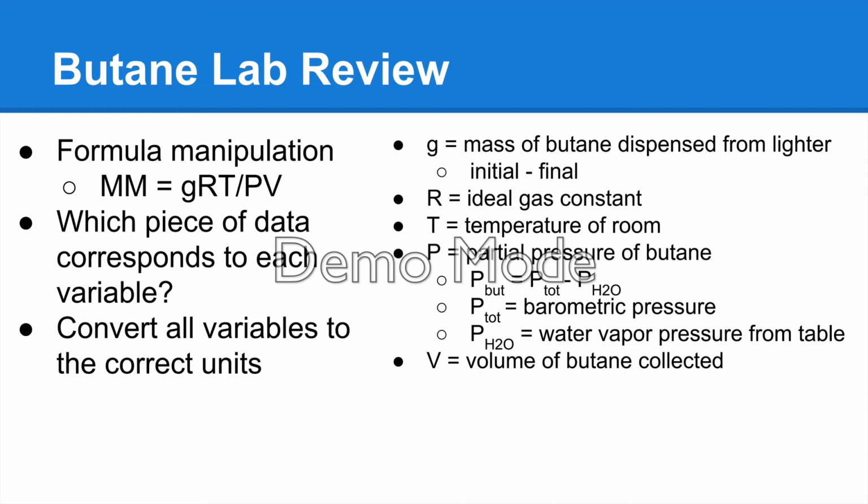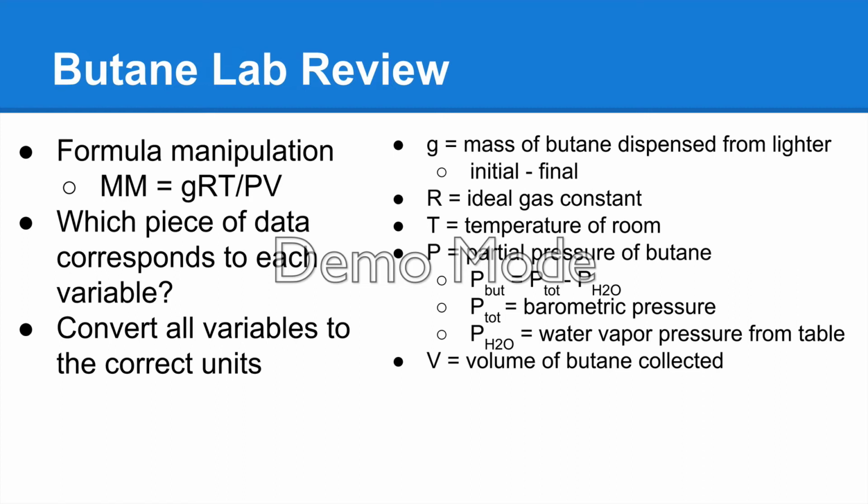The G is the mass of the butane dispensed from the lighter. So you mass it before and after, and you subtract it, and you get the amount of gas that was used. R is the ideal gas constant, you know that. T is the temperature of the room. Remember, this is for the molar mass of butane. You don't put the temperature of water right into the equation. The temperature of water gets used later. You use the temperature of the air of the room to get your temperature for that equation.